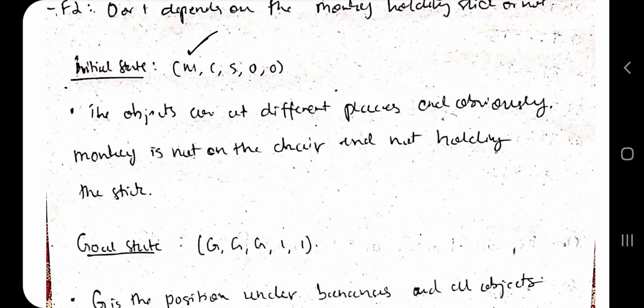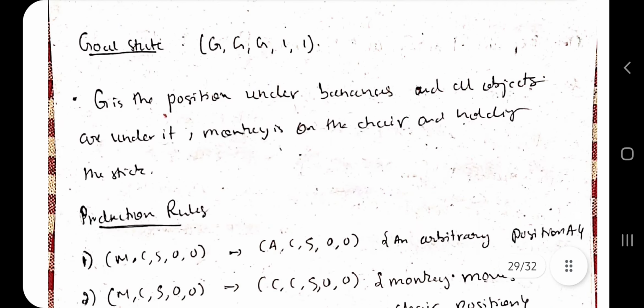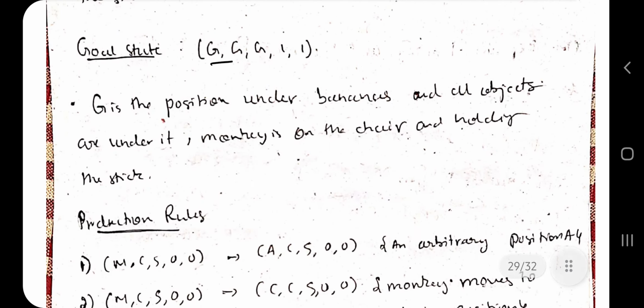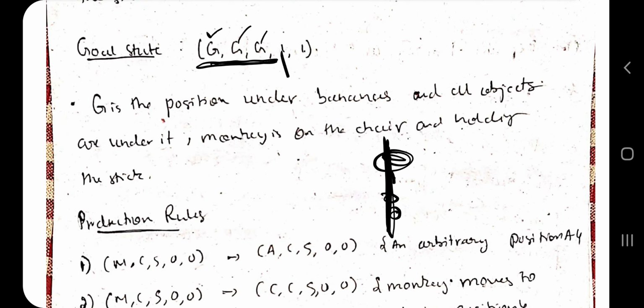The initial state will be M, C, S, 0, 0, which means all these will be in different positions, and he will not be holding the stick, nor standing on the chair. Next is the goal state. Goal state means all these three should be in the same position. If the banana is here, the monkey should be here, the chair should be here, and the stick should be here. These are all the same positions, and same positions are represented by the same letter. 1 means he is holding the stick as well as standing on the chair. Those things should be satisfied to get the final answer.